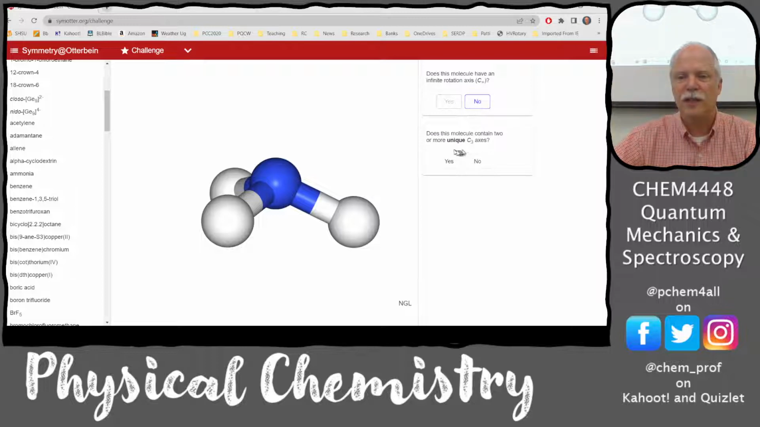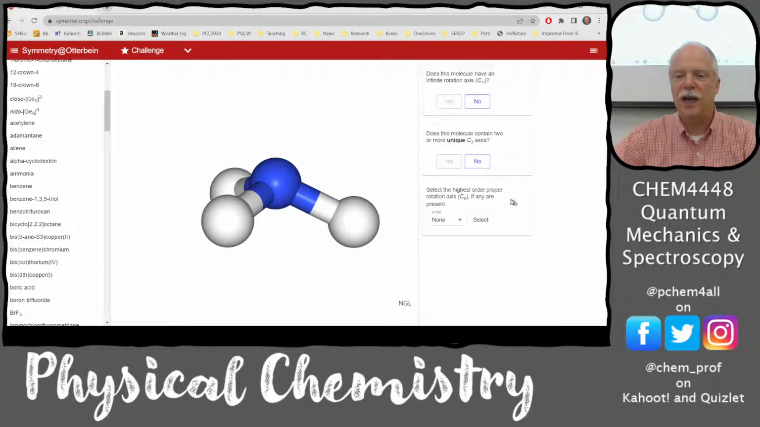Does this molecule contain 2 or more unique C3 axes? Well, it's got 1, but that's it. So like if I drew the NH axis, it doesn't have a C3 axis. But going through the nitrogen, top down, it does have one, but that's not two or more. So I'm going to say no.